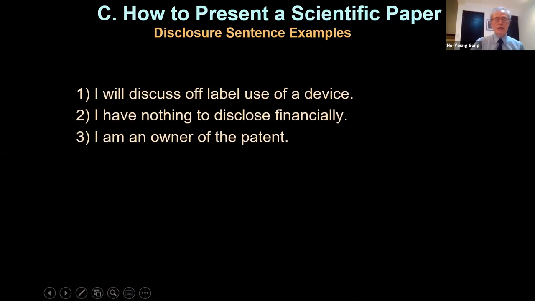And then, for example, recently it is very important to disclose your financial interest regarding your paper or off-label use of a device. So here are three examples. For example, I will discuss off-label use of a device.